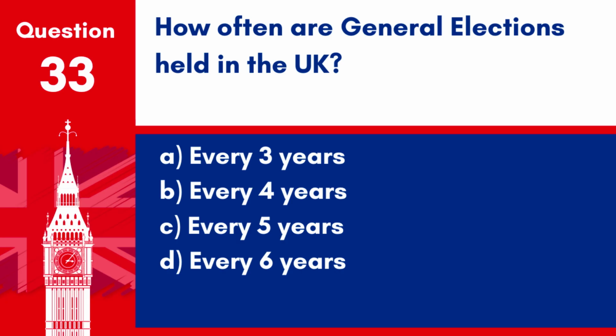A. Every 3 years. B. Every 4 years. C. Every 5 years. D. Every 6 years. Answer. C. Every 5 years. General elections in the UK are typically held every 5 years.